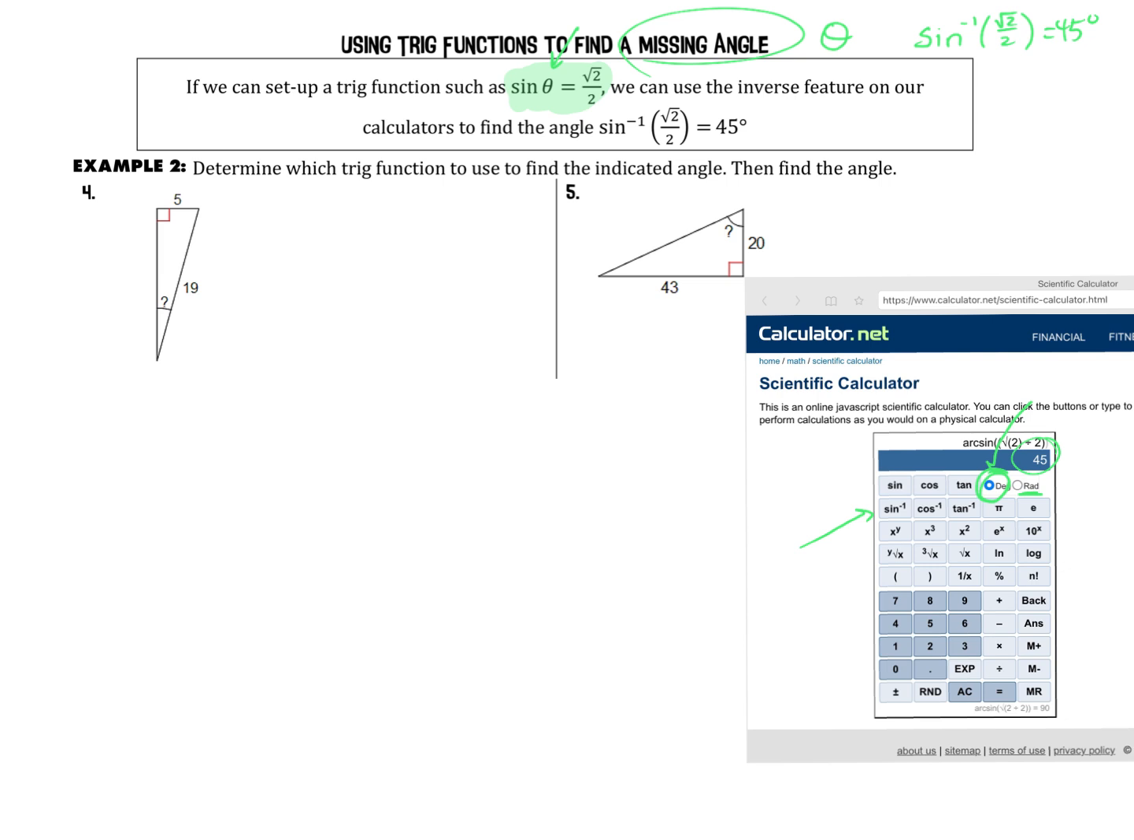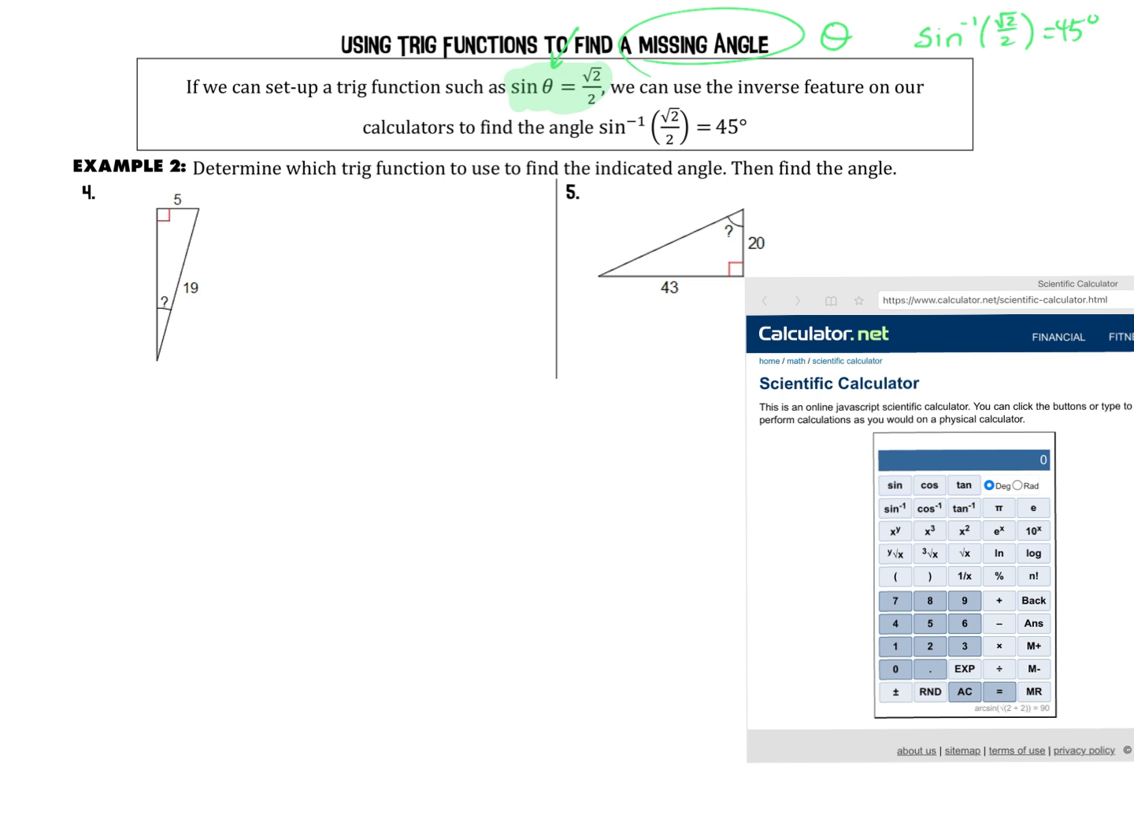Okay, the hardest part about these sections is actually just taking a minute to figure out what trig function do I need to use, because sometimes there's more than one that we can use to find the indicated angle. So technically on number 4, we have two sides of a right triangle, which means we could use the Pythagorean theorem to find the third side. However, that just means we're going to have to do more work.